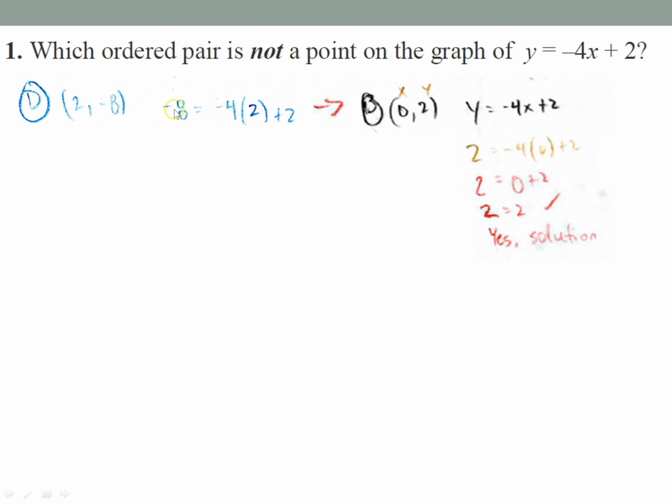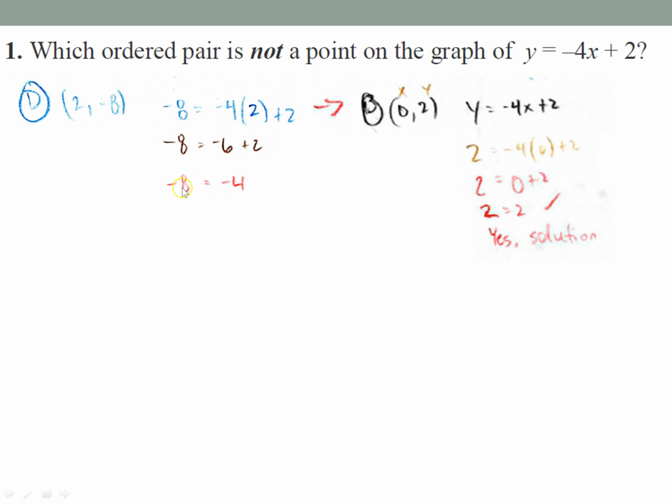I plug it in, and I get negative 8 equal to negative 4 times 2 plus 2. I know that negative 4 times 2 is negative 8, and negative 8 plus 2 is actually negative 6. And that is absolutely not true. This should be a negative 6. I got ahead of myself with that work there. So if you're just watching the video, it's wrong, but if you're listening to the audio, it's correct.